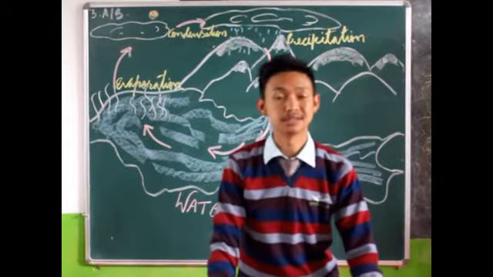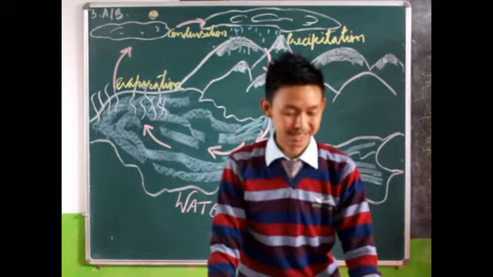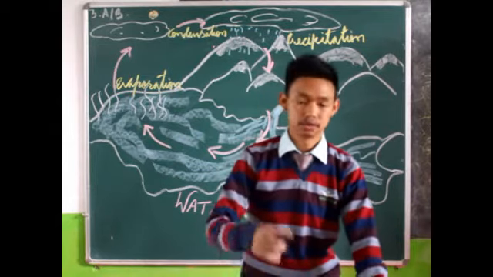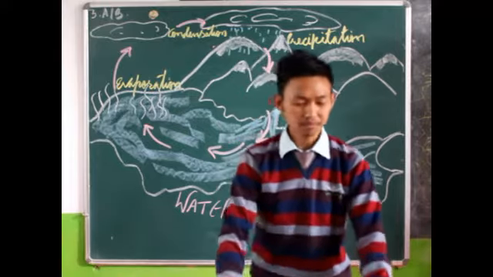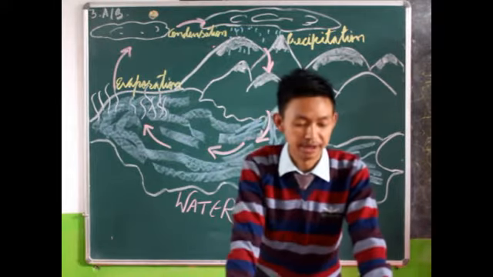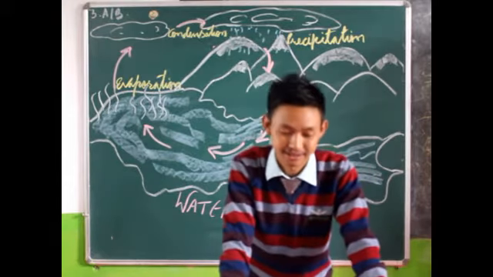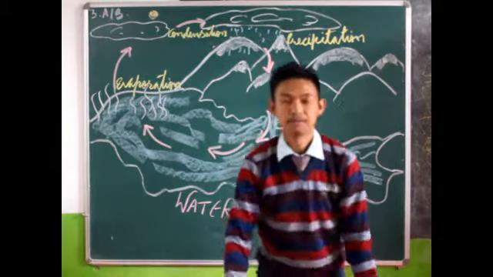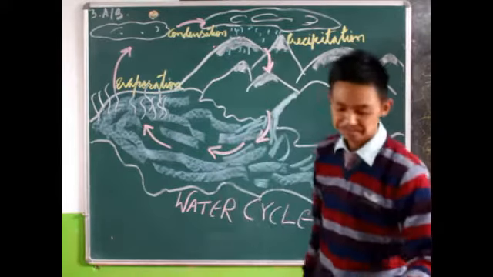Today we are all going to discuss our water cycle, how it circulates on our earth. Okay, let's go. The water cycle describes the continuous movement of water between the sky and the earth. It involves a few steps. There are three steps. Let's see this.